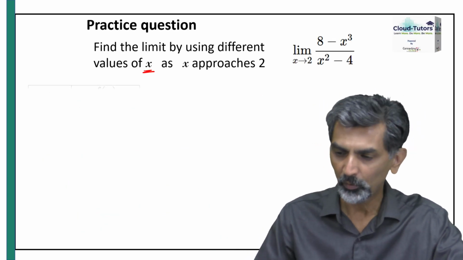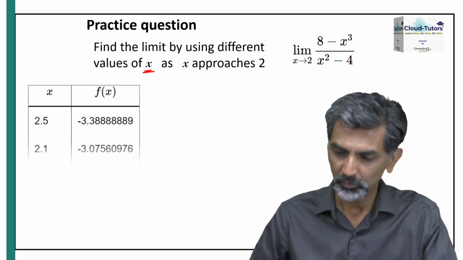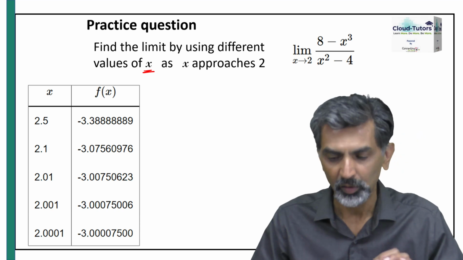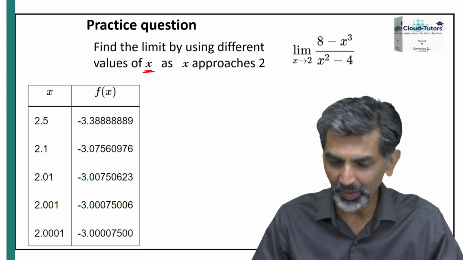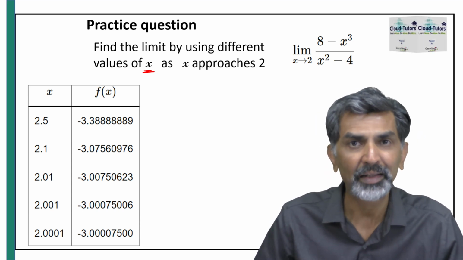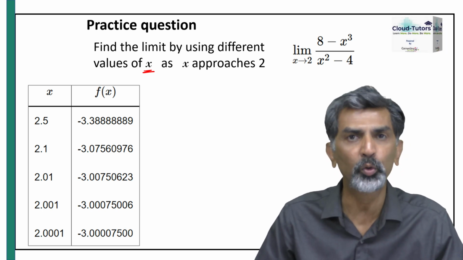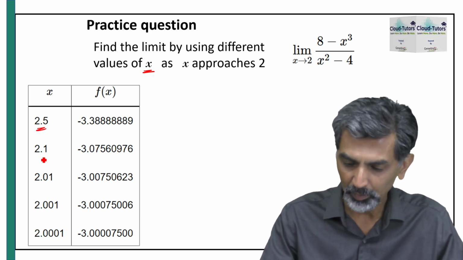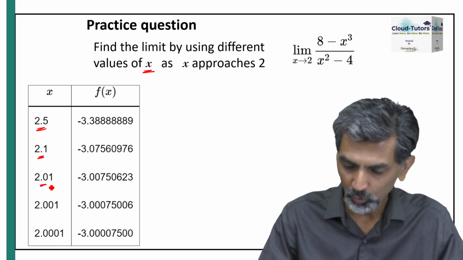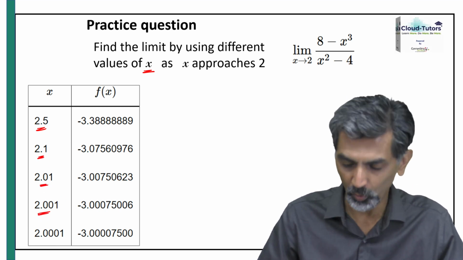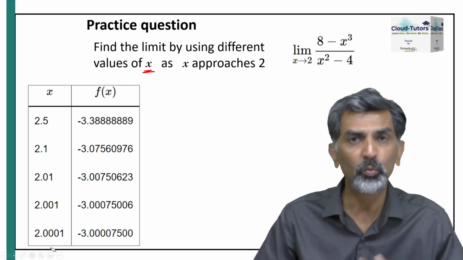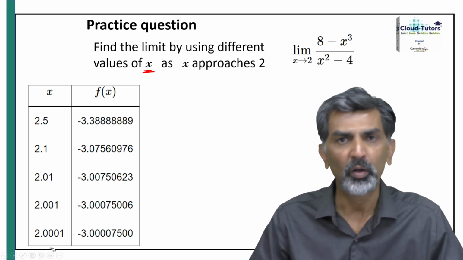Right? So now, in this table, you realize we are getting closer and closer to x from the right-hand side. We are approaching x equal to 2. We started with x equal to 2.5, then x became 2.1, 2.01, 2.001, 2.0001. So you're approaching x equal to 2 from the right-hand side.